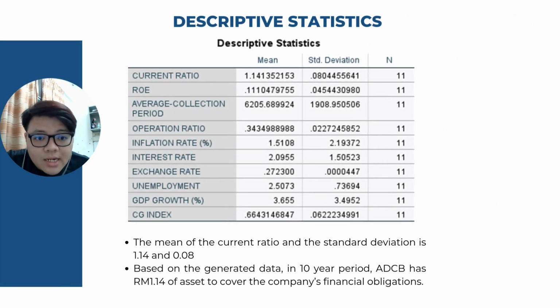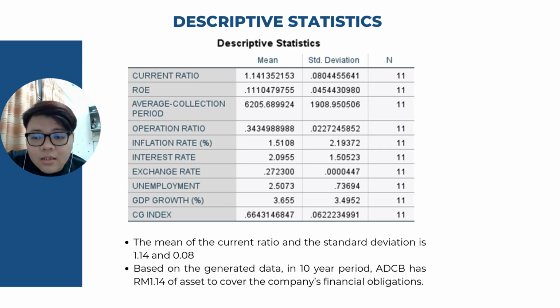For the descriptive statistics, the study showed that the mean of the current ratio is 1.141, indicating that on average the company has enough assets to cover its short-term liability, while the standard deviation of 0.08 indicates that liquidity varies little among the companies. The mean of the operational ratio under operational risk is 0.343, indicating that the business spent a large amount of its revenue on operating costs while maintaining a healthy profit margin. A low standard deviation of 0.022 suggests that the enterprise operation efficiency is consistent.